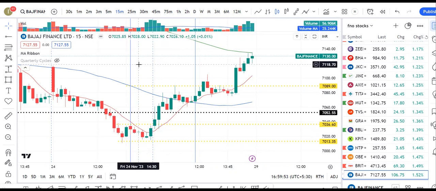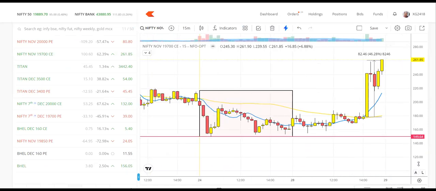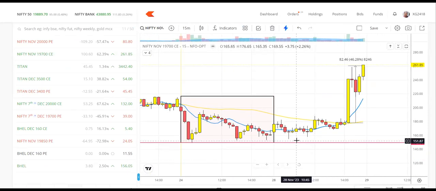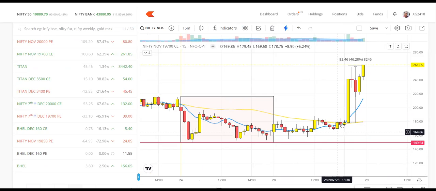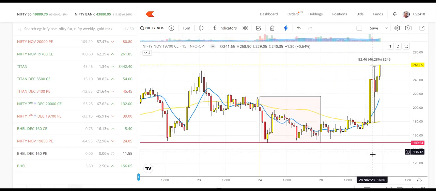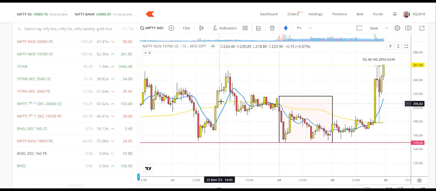See, you could have made a profit actually. You could have made a profit in the 19,700 call option of NIFTY from 154 to 260. That is not a simple thing. It's more than 100 points. Every day you will not get this type. So this was a consolidation breakout. The NIFTY traded in a consolidated manner for 2 days. You can see this was the range. This was the range actually.